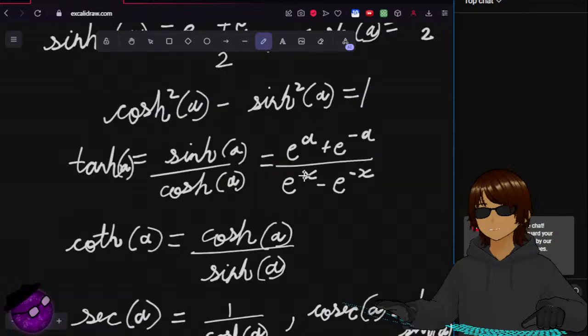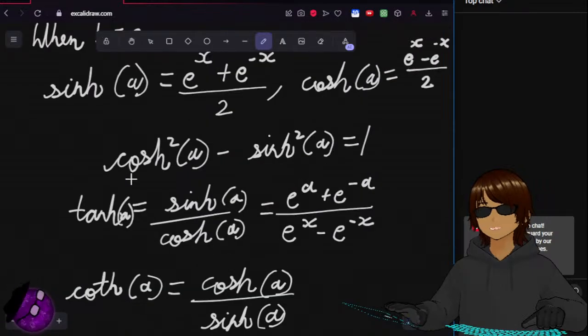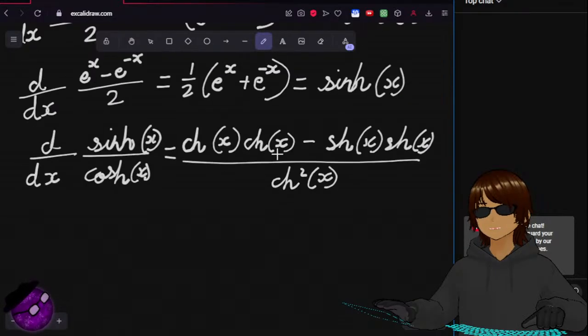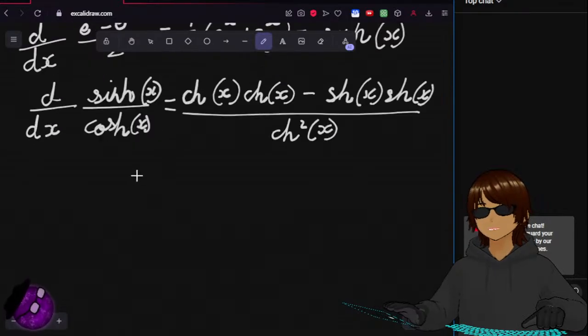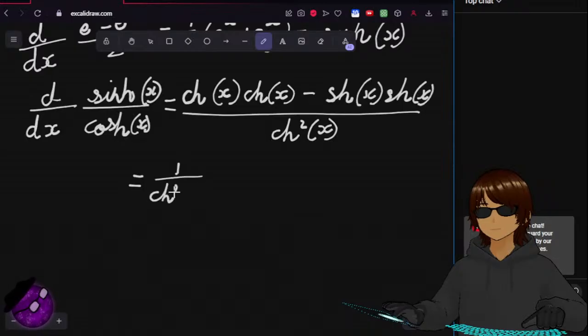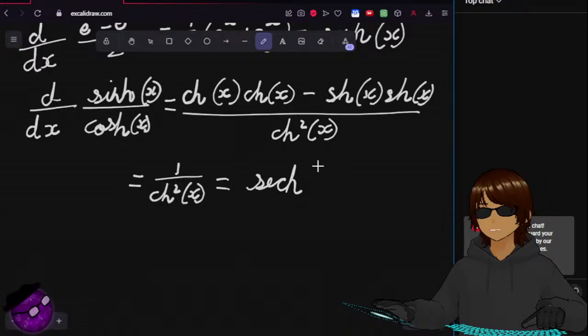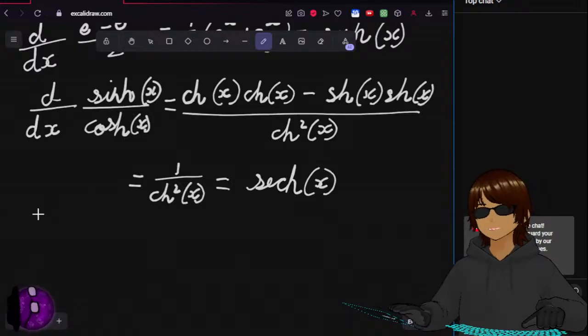And since cos h squared minus sin h squared is 1, we can write this as 1 over, which gives sec h x. I'm not sure. I think this is correct.